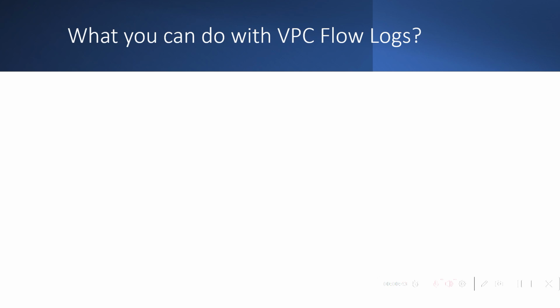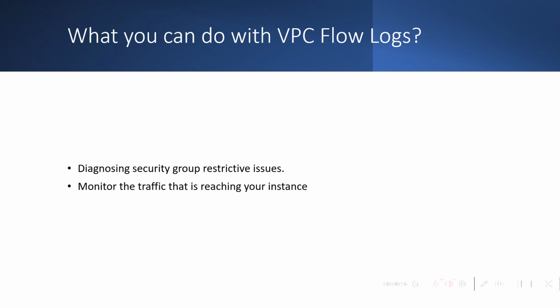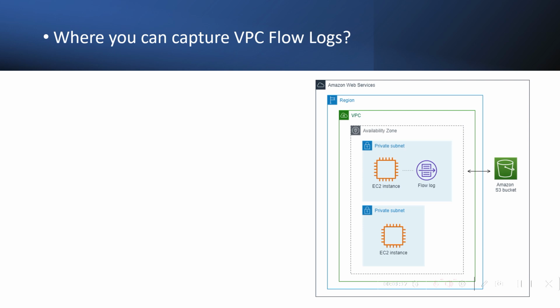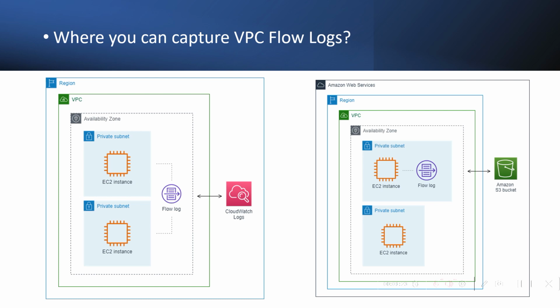What can you do with VPC Flow Logs? You can diagnose security groups which are overly restrictive and blocking the traffic, and you can identify the issues. You can also monitor the traffic that is reaching your instance or your ENI. You can determine the direction of the traffic to and from your ENI or network interfaces. Where can you capture the VPC flow logs? You can capture the VPC flow logs in an Amazon S3 bucket, in CloudWatch Logs, or in Kinesis Data Firehose.